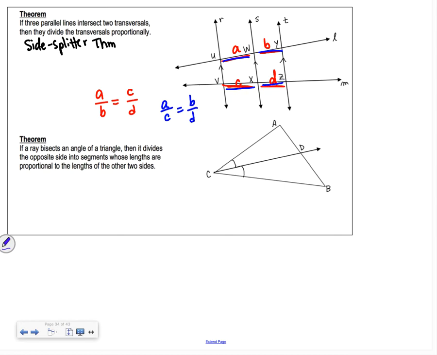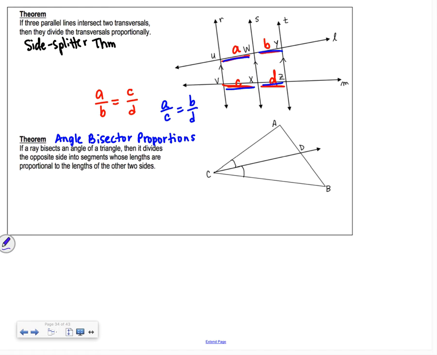Another theorem that we use a lot deals with angle bisectors. I can't remember what the formal name is, but maybe angle bisector proportions. We'll call it that. It says if a ray bisects an angle of a triangle, then it divides the opposite side into segments whose lengths are proportional to the lengths of the other two sides.